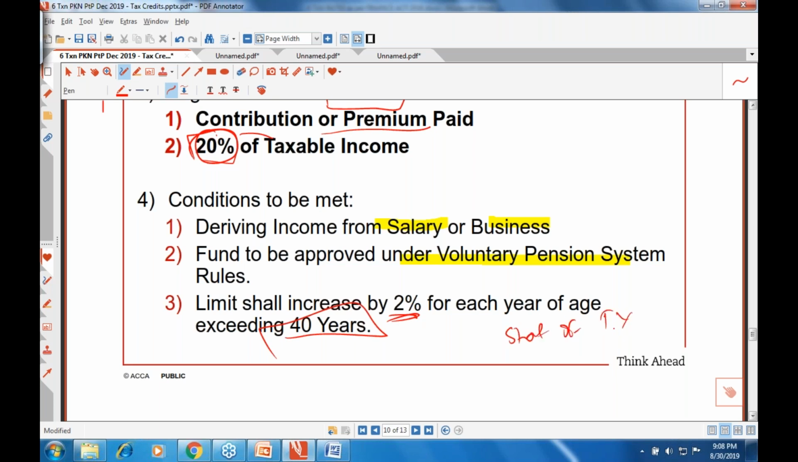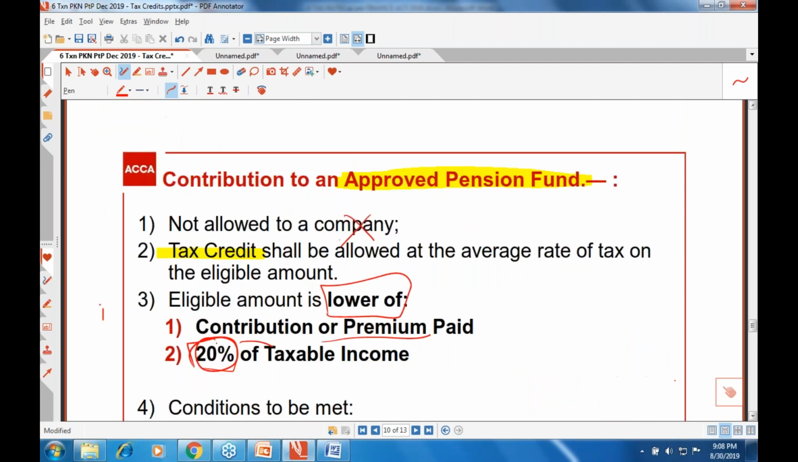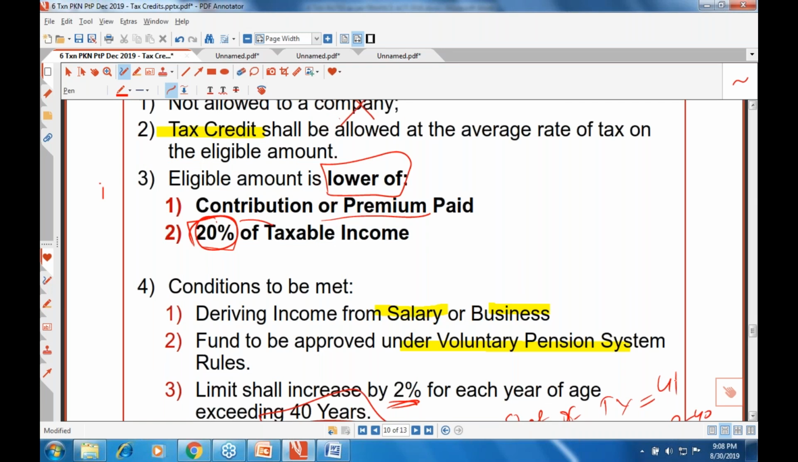Like, for example, if at the start of the tax year you are at the age of 41, then it's 20% plus 2%. If you are the age of 43, then it's 20% plus 6%. Why? Because 43 minus 40 gives you 3, multiplied by 2% gives you 6%. So it's very important that you understand that the limit of 20% can be enhanced if you are more than 40 years of age at the start of the tax year. Then you will be eligible to have more and more tax credits.